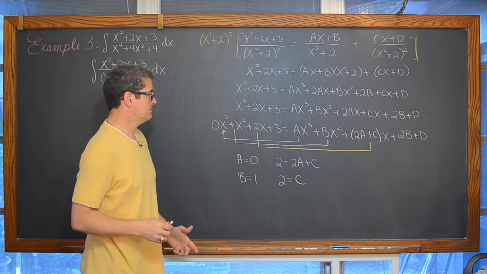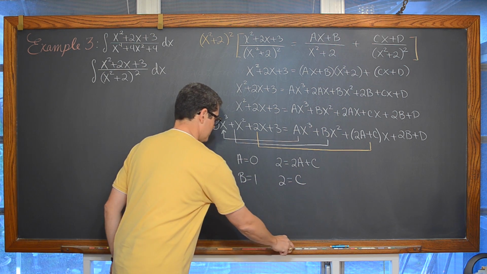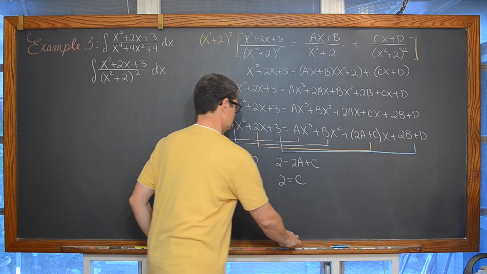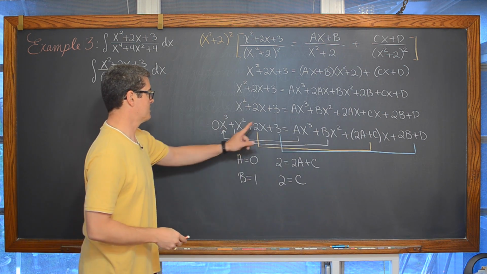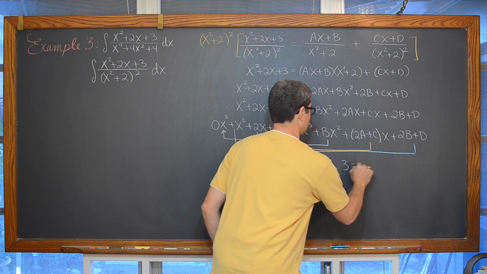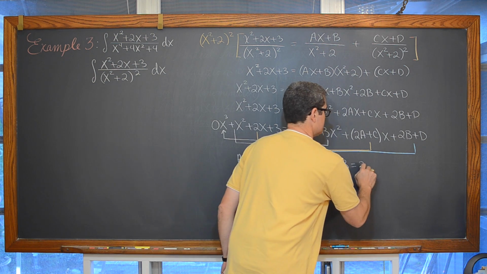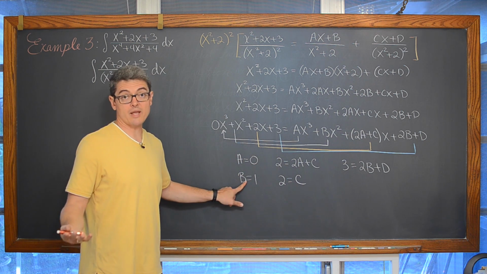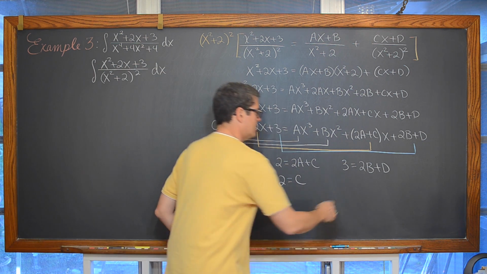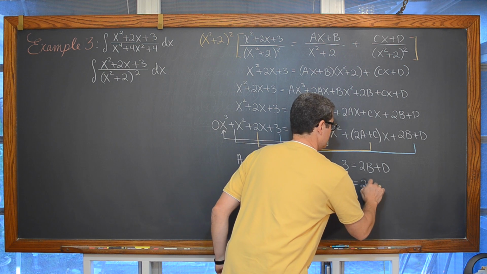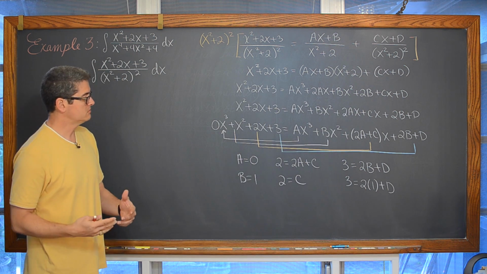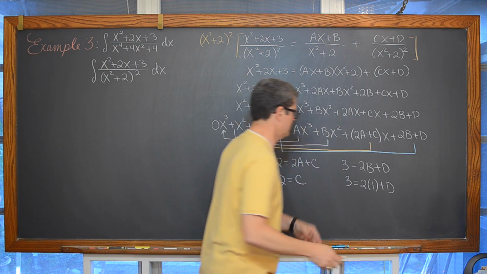And now finally, we have to match up our constants. And we've got 3 is equal to 2b plus d. And we already had a value of b, it's equal to 1. So now we're looking at 3 is equal to 2 times 1 plus d. So we have, well, yes, and then of course, d is equal to 1.